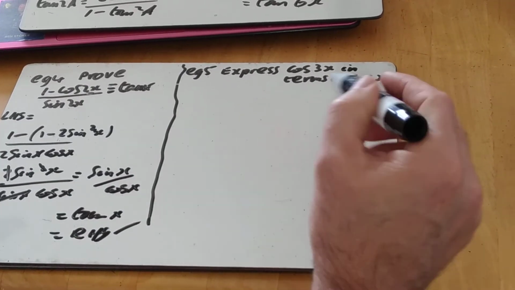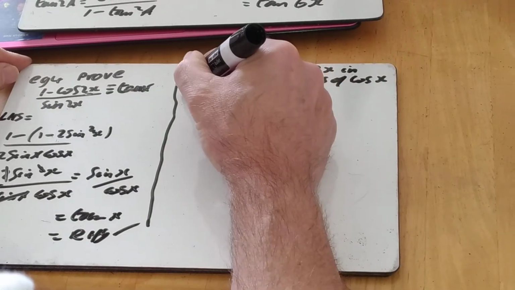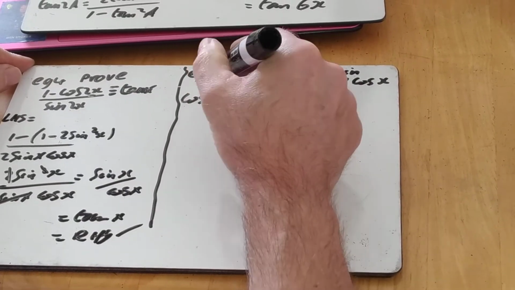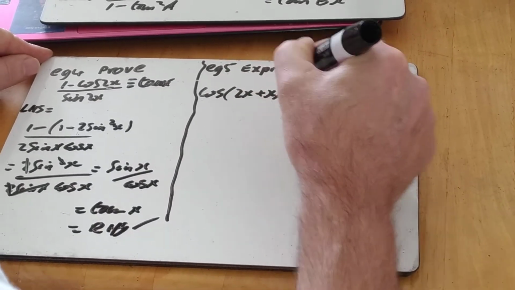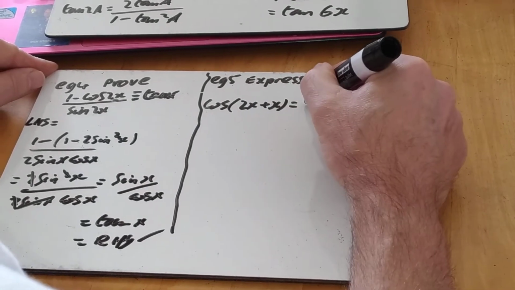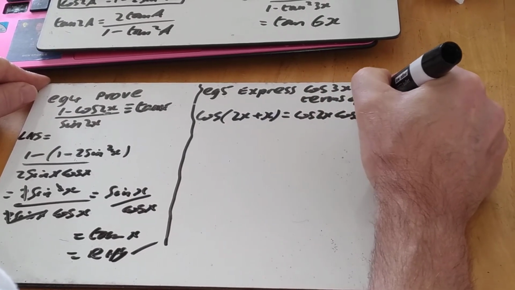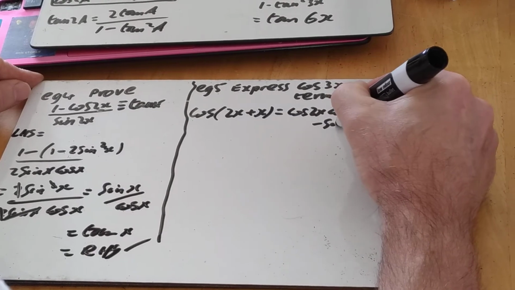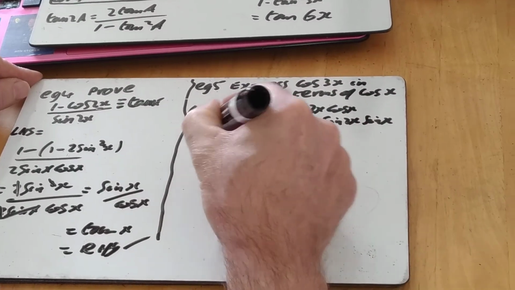Last one on this board here, express cos 3x in terms of cos x. Well, I'm going to use the fact it's a combination of the work from last time round. I'm going to split up 3x as 2x plus x, and I can write it as cos 2x cos x minus sine 2x sine x, and then do some substitutions.